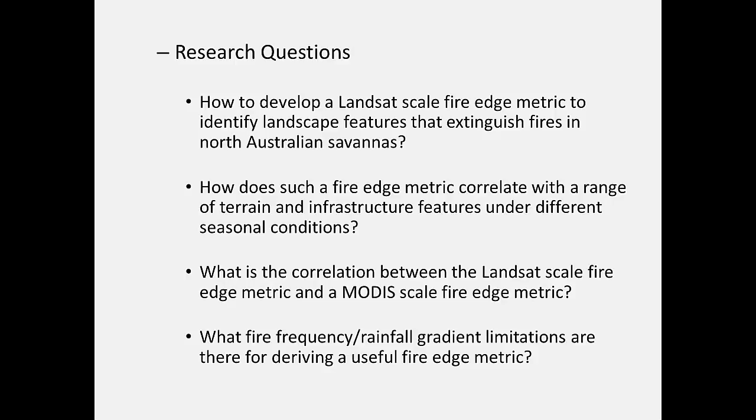What I'm also keen on doing is seeing what the potential is to take the work we do in Kakadu and see if we can expand it across most of the Savanna landscapes using MODIS data. So the research questions: how to develop a landscape scale fire edge metric to identify landscape features that extinguish fires. How does that correlate with a range of terrain and infrastructure features on different seasonal conditions? And what is the correlation between the landscape scale fire edge metric and a MODIS scale fire edge metric? I'd also be interested in looking at what sort of level of fire frequency that would be related to rainfall gradient would be a limiting factor on trying to get useful data sets out of this.